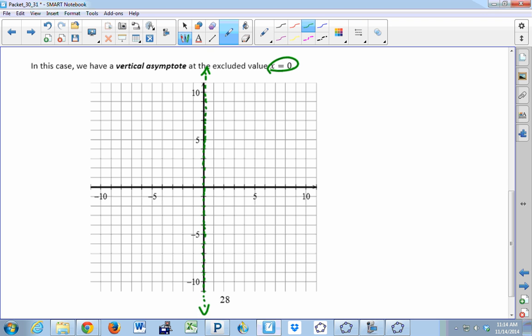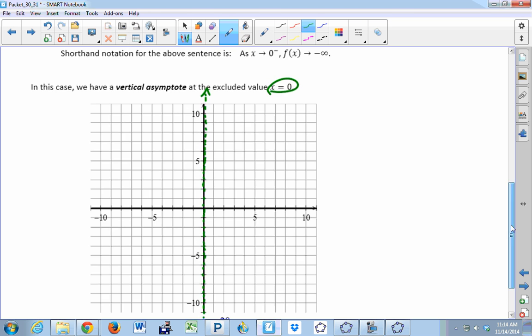Your graph will never, ever cross your vertical asymptote, because if it did, then you're making up a whole new mathematics, and you know what the value is when you divide by 0. So vertical asymptote never gets crossed, okay, ever. So you might know some people like that in your life that you never want to cross, right? That's your vertical asymptote. All right.